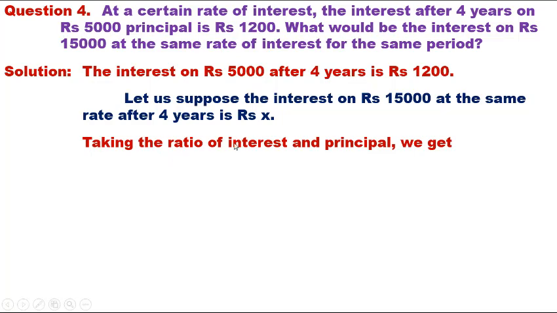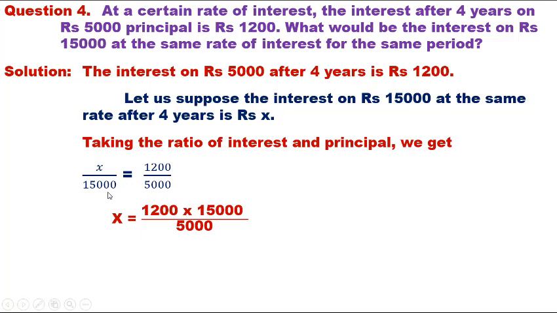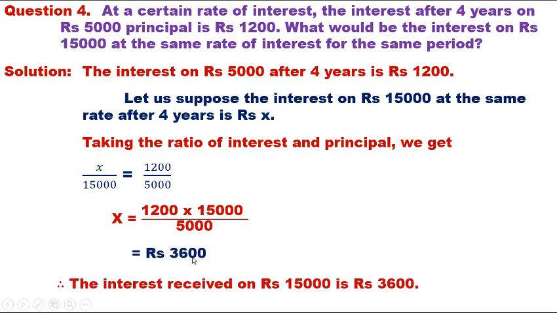Taking the ratio of the interest and principal, we get X upon 15,000 is equal to 1,200 divided by 5,000. Cross multiplication, X is equal to 1,200 into 15,000 divided by 5,000 is equal to 3,600. Therefore, the total interest received on rupees 15,000 is rupees 3,600.